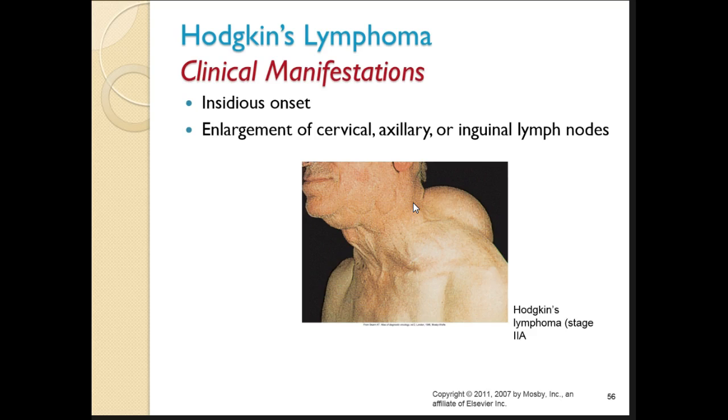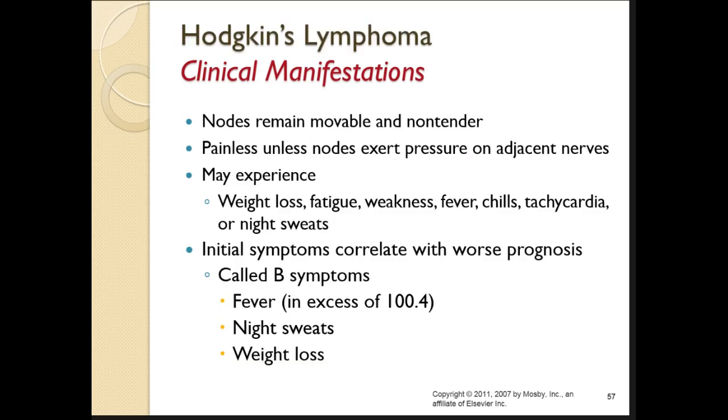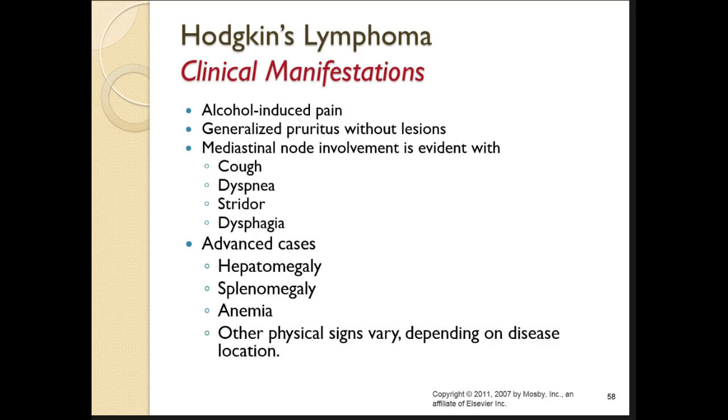The patient may notice weight loss, fatigue, weakness, fever, chills, tachycardia, or night sweats. A group of initial findings including fever, drenching night sweats, and weight loss are termed B symptoms and correlate with a worse prognosis. After the ingestion of even small amounts of alcohol, individuals with Hodgkin's lymphoma may complain of a rapid onset of pain at the site of the disease. The cause for the alcohol-induced pain is unknown.